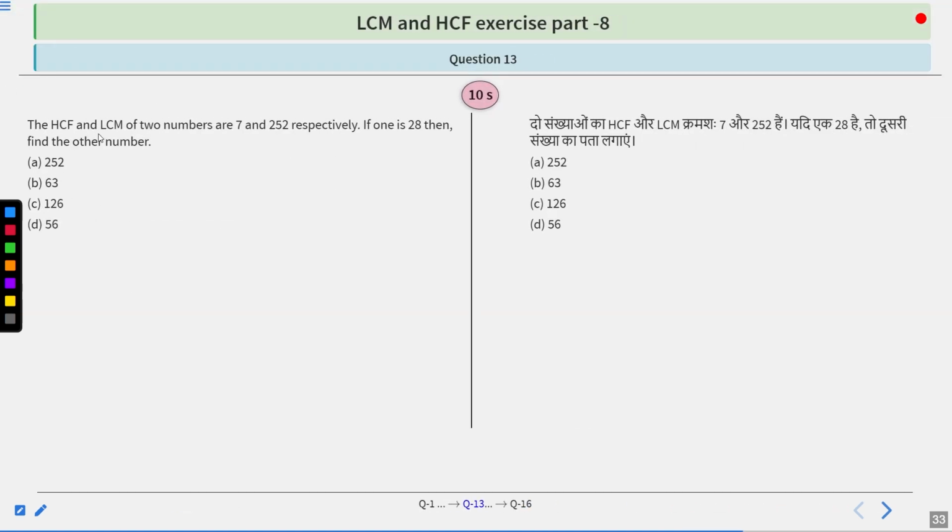The HCF and LCM of two numbers are 7 and 252 respectively. If one is 28, then find the other number. Options are 252, 63, 126, and option number D is 56.